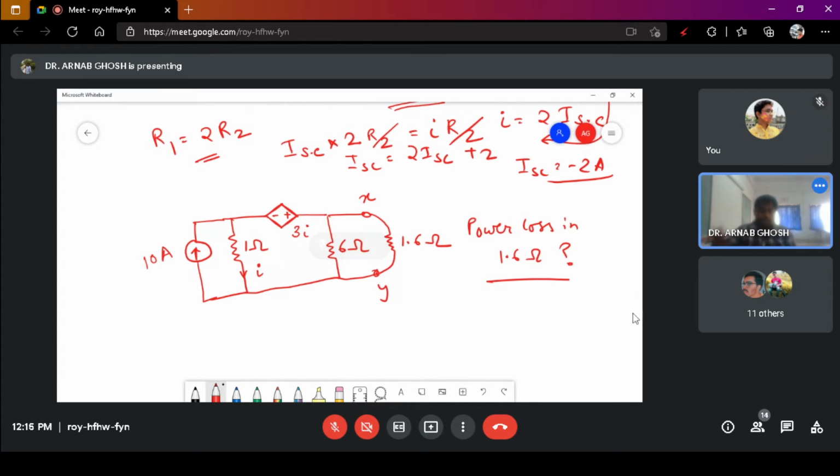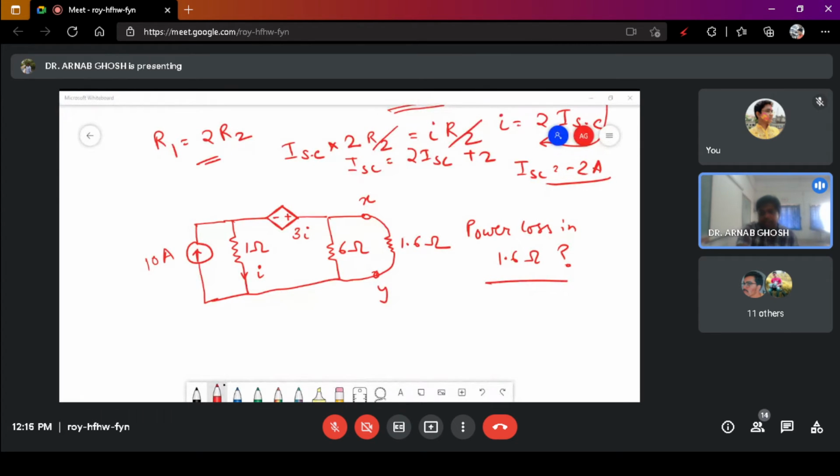So how do you do this? Anybody just tell me what to do. Which is the load resistance? First tell me. 1.6 ohm. Yes, 1.6. So first what we will do, we will remove the 1.6 ohm resistor and we will short the terminals X and Y, right?